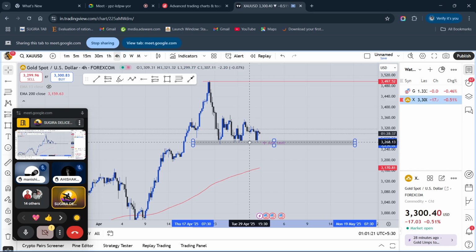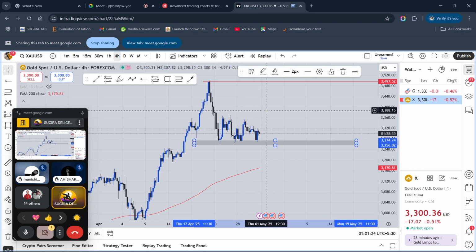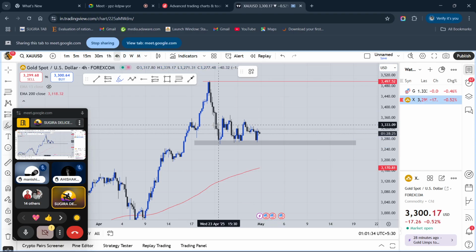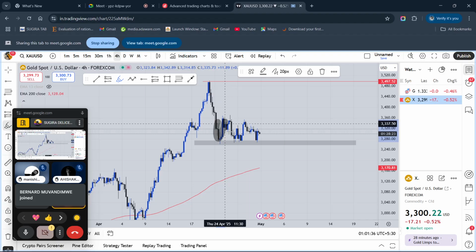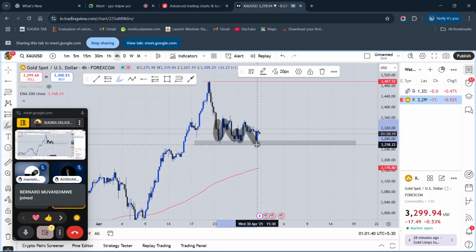You can see I already have this level. This is my level of support on the higher time frame. You can see that the market came for the first time, it rejected. The second time, it rejected. The third time, it rejected. Even on the fourth time, the market rejected this level.